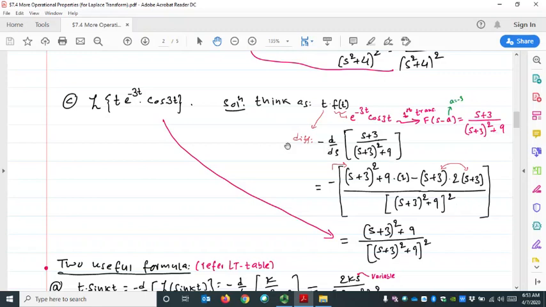Great. And then the t in front suggests we multiply this transform by negative 1 and take the derivative. So I multiply by negative 1, take the derivative, use the quotient rule and simplify. This gives us the final answer: ((s plus 3) squared minus 9) over ((s plus 3) squared plus 9) squared. Great. Now let's move on.